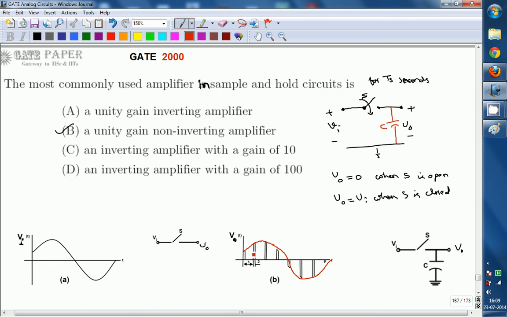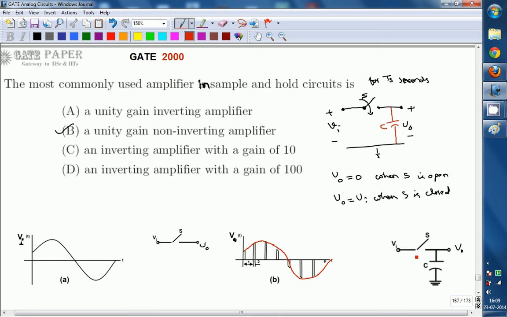These are the samples the switch has taken every Ts seconds. For every Ts seconds the switch is closed, so it has taken the samples of the input signal, but it has not held them for the next stage. They must be held for some time so that they can be processed by the next stage. So you must place a capacitor at the output side. Now it becomes a sample and hold circuit.